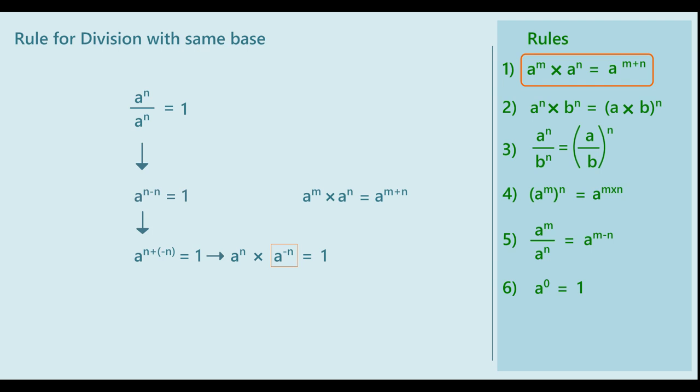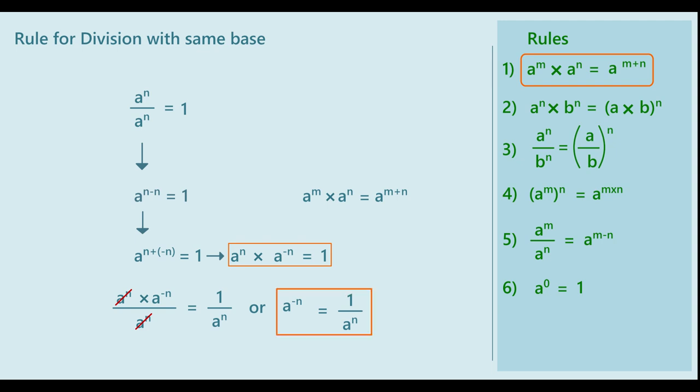But wait, what does a raised to minus n mean? We have not yet defined negative powers of a. But this statement, if valid, must mean that the multiplication of a raised to n and a raised to minus n is equal to 1. So, it gives us a raised to minus n is equal to 1 upon a raised to n, simply the reciprocal of a raised to n. So, let us define a raised to minus n as 1 upon a raised to n, for any natural number n and a non-zero number a.